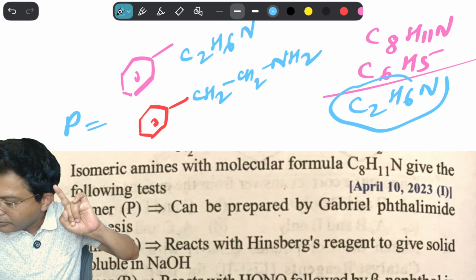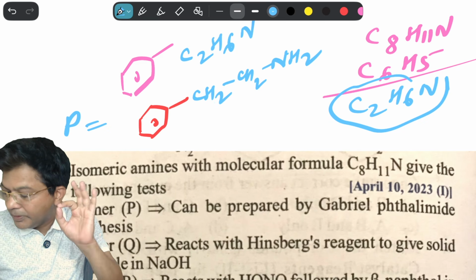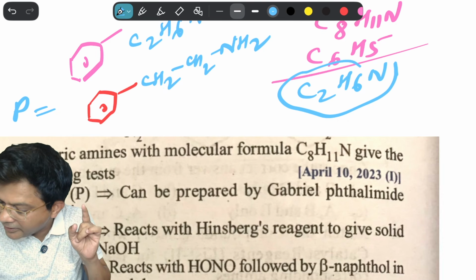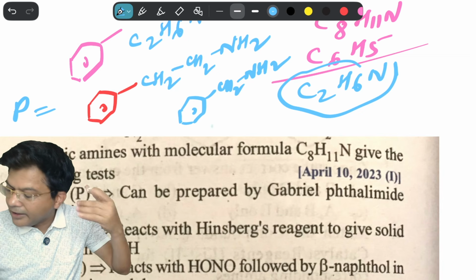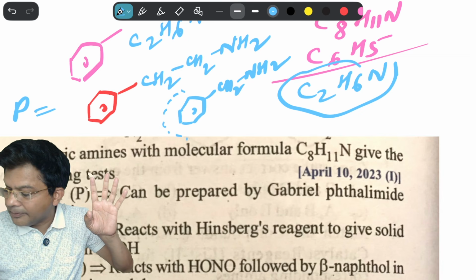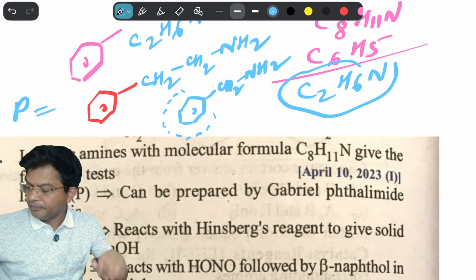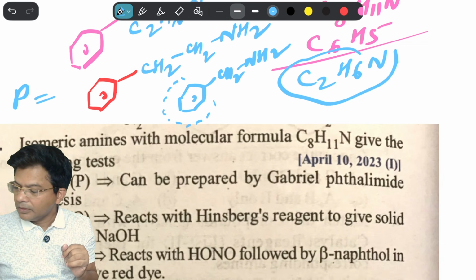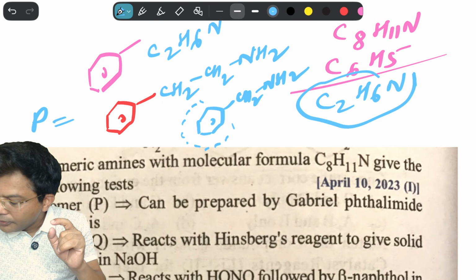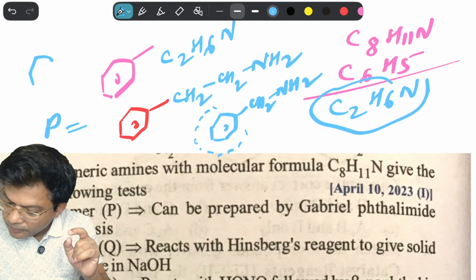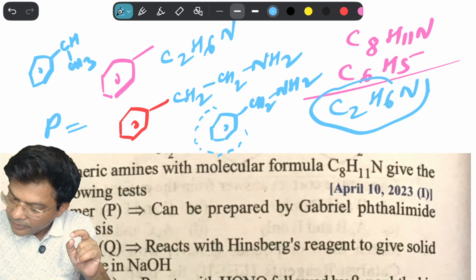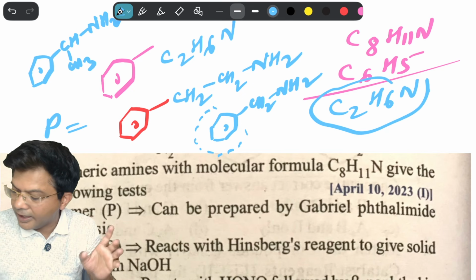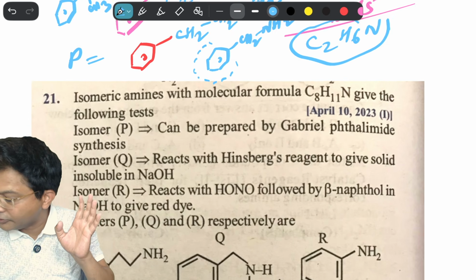2 carbons, 6 hydrogens, nitrogen. So P can be like this, or P can be like this also: CH2NH2, and methyl can be added at any place. Any place methyl can be present, right? Okay. Now, your P can be like this also: CH2CH3NH2. This is also 1 degree aliphatic amine. Oh my God, this question is going to be very tough.